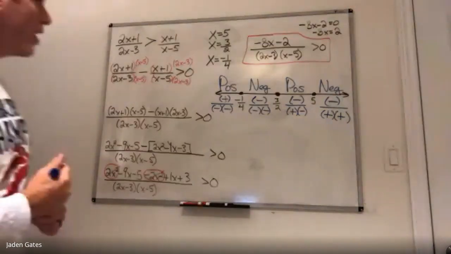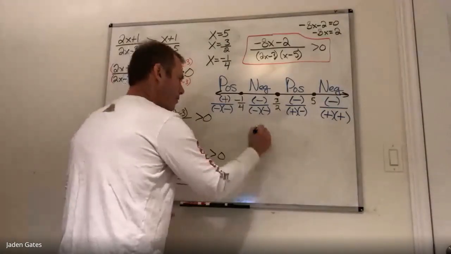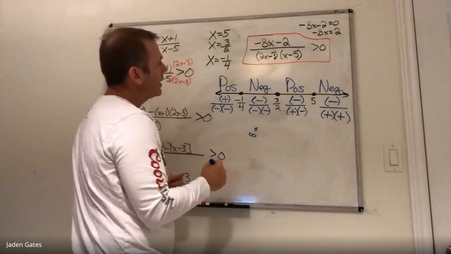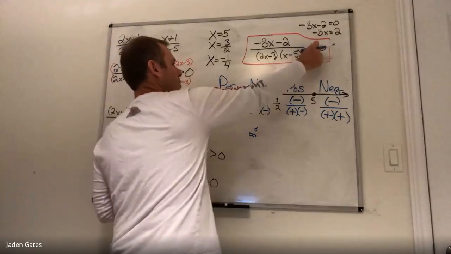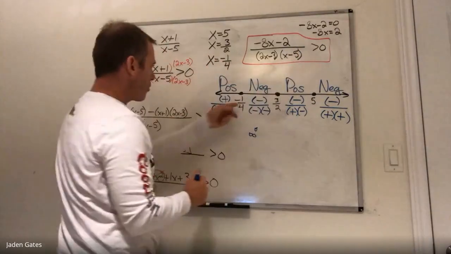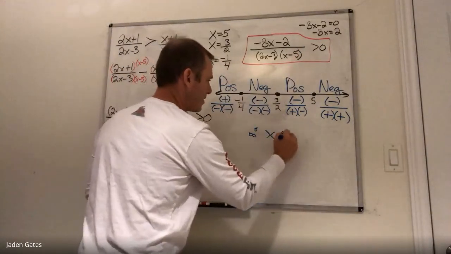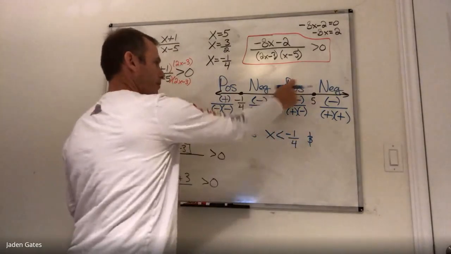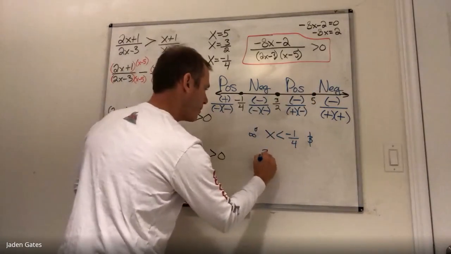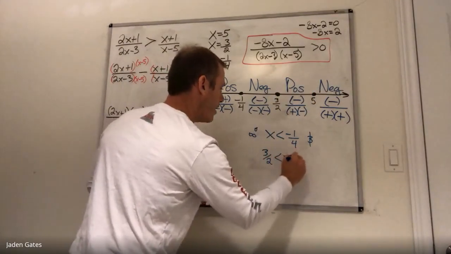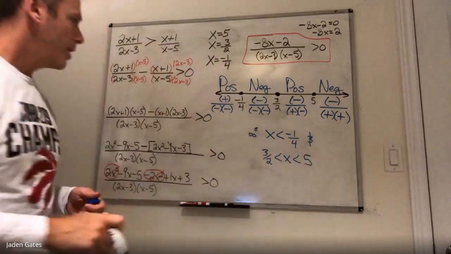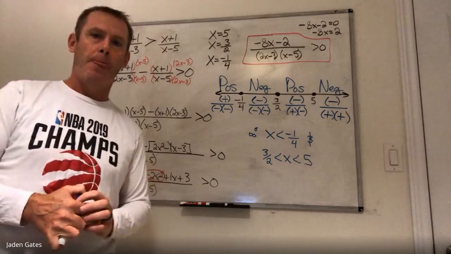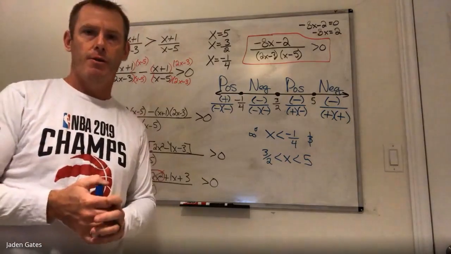And so our final answer. Therefore, what's going to work is we're looking for greater than 0, right? So we're looking for the positives. So our interval is x is less than minus 1/4, and between 3 halves and 5. And there's our 2 intervals in which the inequality is true. There we go. Any questions?